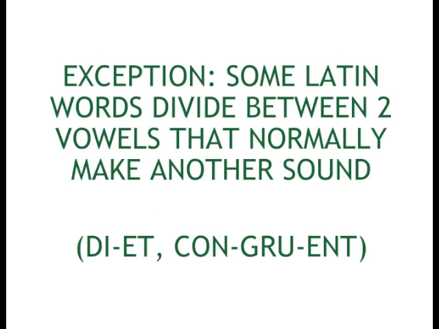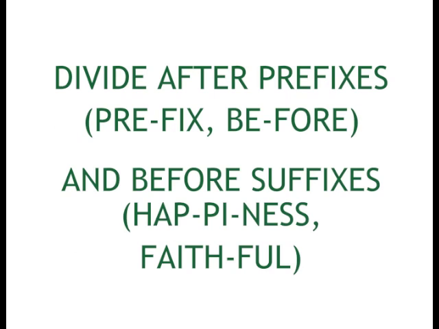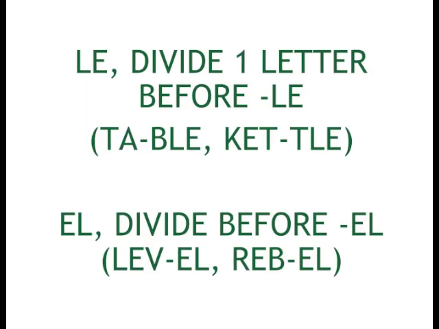Latin doesn't have many 2-letter vowel teams, and sometimes Latin will divide between two vowels that will make a sound in English, like in these words. IE and UE make sounds in English, but often divide in Latin words. This is an easy one. Divide after prefixes and before suffixes. And our final syllable division rules, LE and EL. LE, you'll divide one letter before the LE, but EL divides directly before.